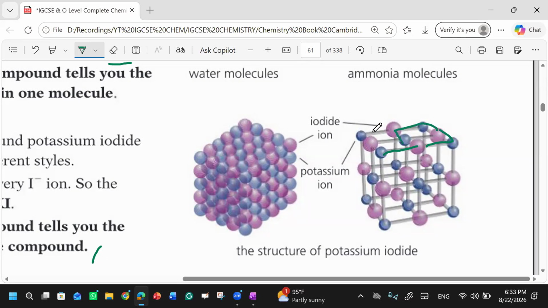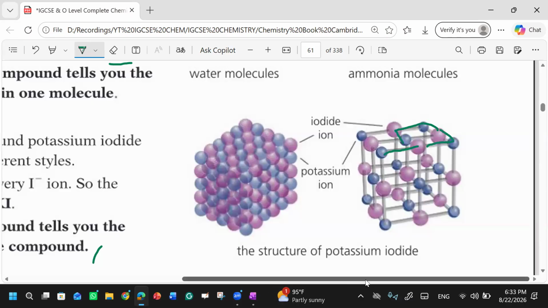Then this is a repetition of potassium iodide, potassium iodide, potassium iodide. One ion is of potassium, the other ion is of iodide. So this happens in the lattice. Potassium has one electron in the valence shell.